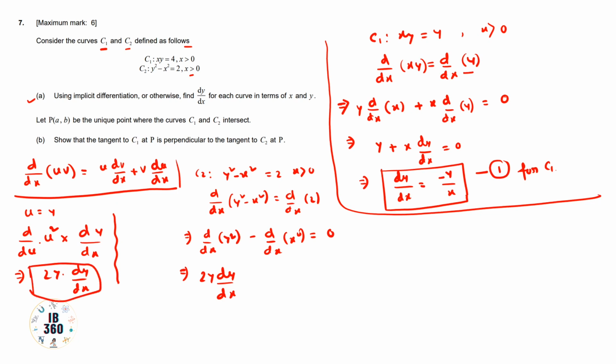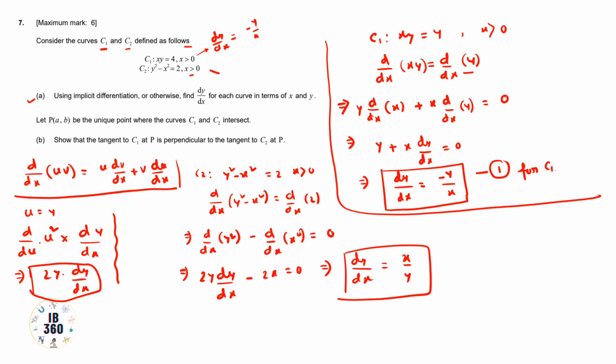So 2y dy/dx minus 2x equals 0. From here we are getting dy/dx equals x by y. So from here we can write that for C1, dy/dx equals minus y by x, and for C2, dy/dx equals x by y. So in this way this problem is done.